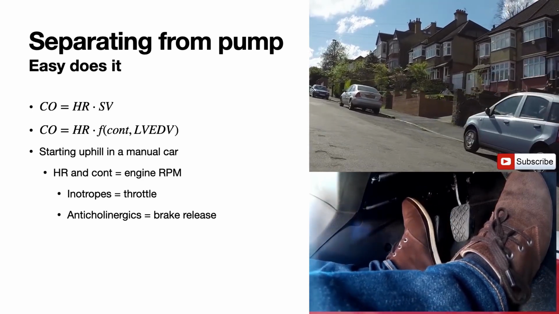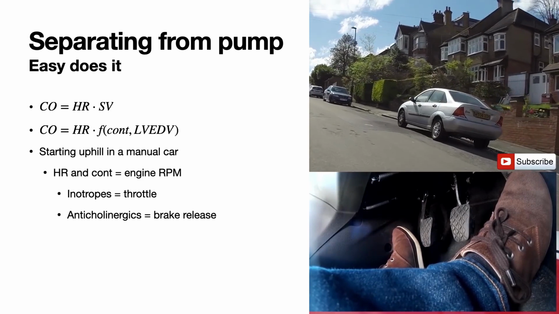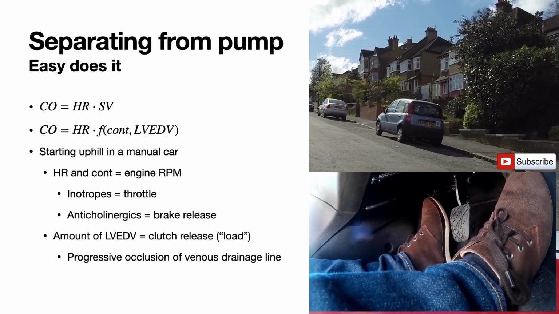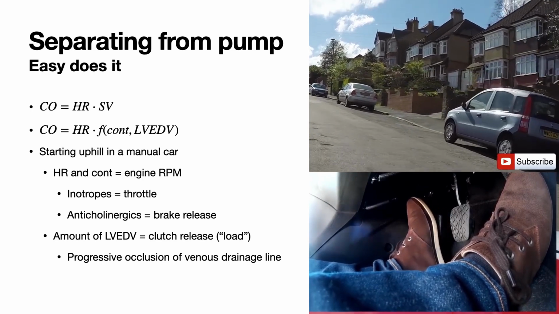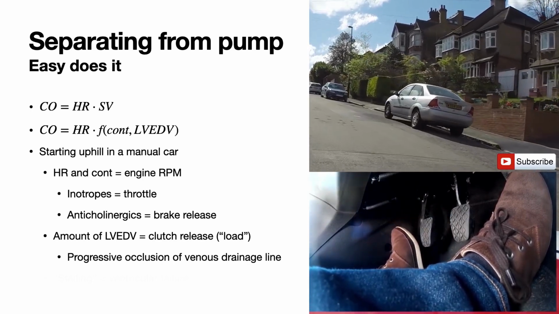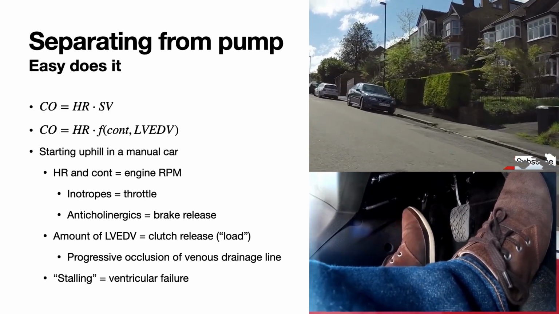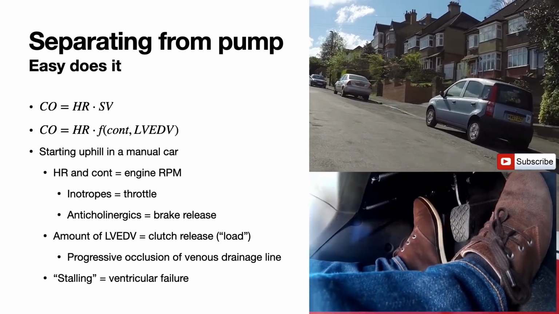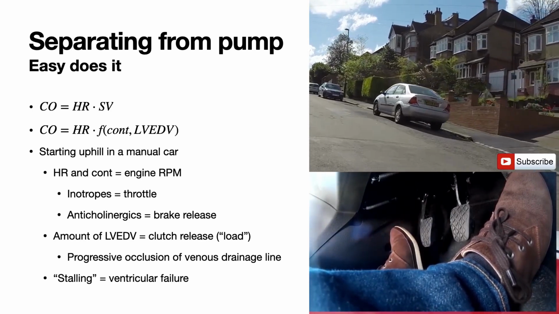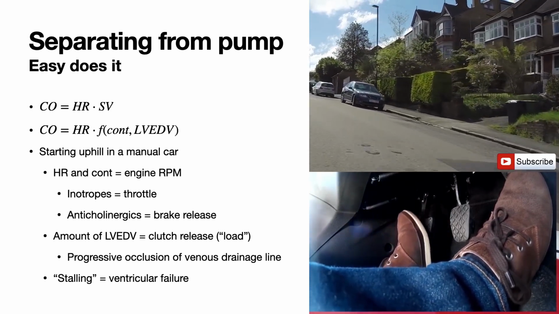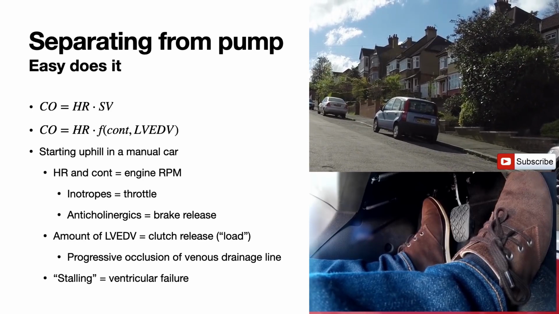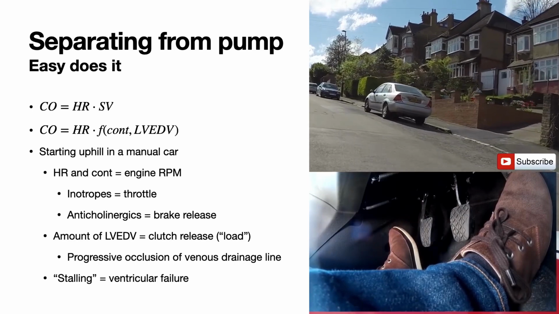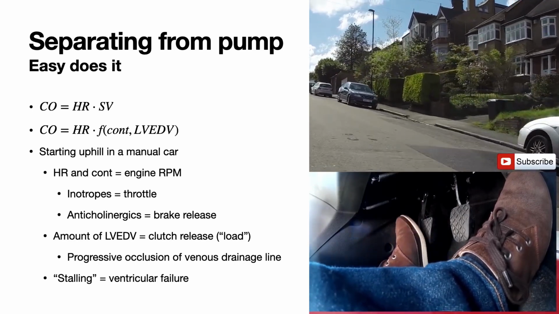When attempting to separate from bypass, pharmacologic support in the form of inotropes may be necessary. Gradual release of the clutch is the gradual filling of the heart by progressive occlusion of the venous drainage line. Assuming that the increased preload on the right and left ventricles does not precipitate heart failure, one can continue to progressively occlude the venous drainage line until blood is no longer being diverted from the right side of the heart. At that point, the patient has separated from cardiopulmonary bypass, and our car is accelerating up the hill.